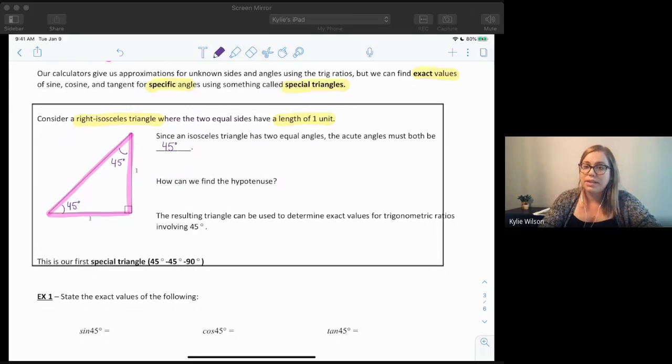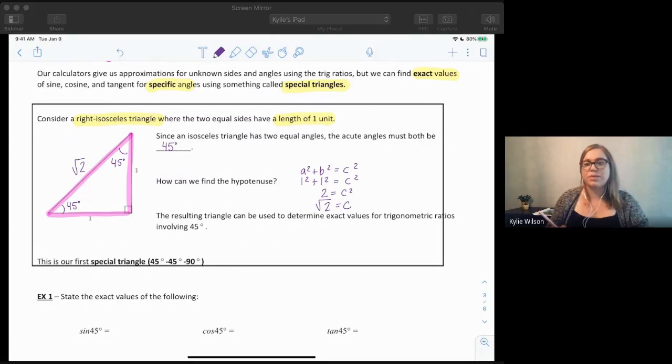Now, what we want to think about first is how can we find the hypotenuse? So I want to find the length of this side over here. I have a right angle triangle and two side lengths, so I can use the Pythagorean theorem. We'll have a squared plus b squared equals c squared. I'll have 1 squared plus 1 squared equals c squared. So we'll have 1 plus 1 equals 2, which means that c is root 2.